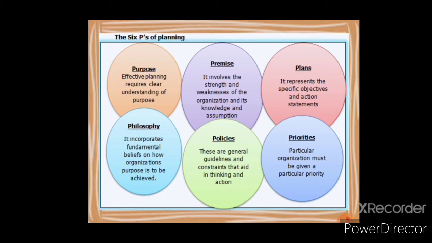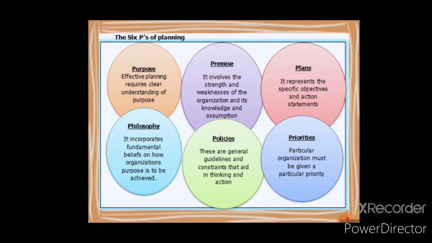Number 1, purpose. Effective planning requires a clear understanding of a purpose. So we are planning because we have a purpose, that is to achieve the goals and objectives of the organization. So we are planning because we want to achieve something, or because there is a problem or issue in an organization.